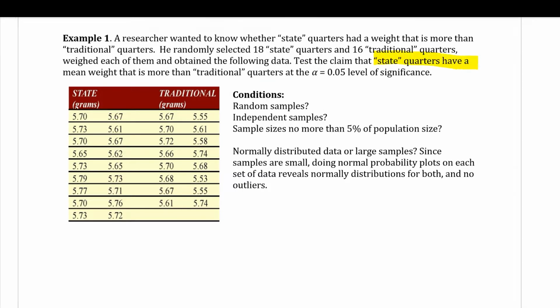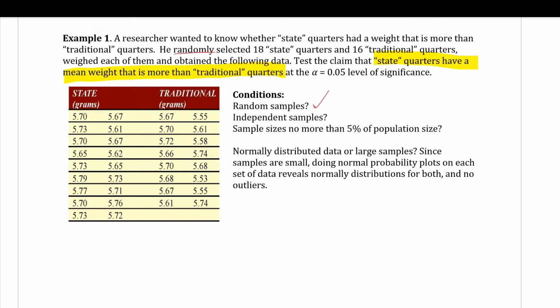State quarters have a mean weight that is more than traditional quarters. You always want to identify the claim statement, which is right there in the highlighted sentence. All right, let's see if the conditions are met here. Do we have random samples? It looks like we do, yep. Are they independent from each other?